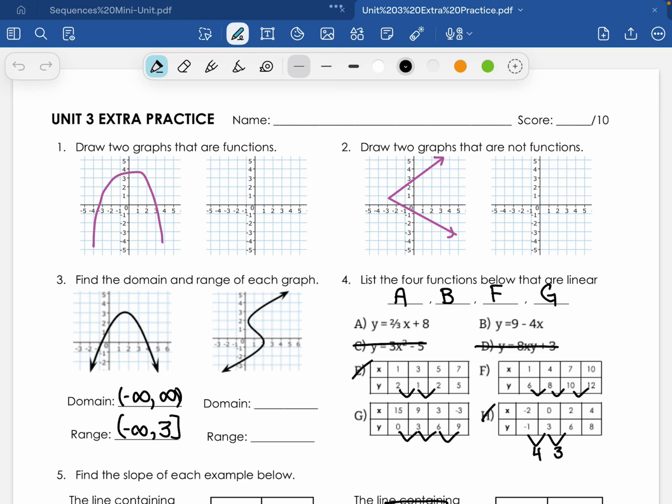The first thing I need you guys to do is make sure you have your Unit 3 extra practice sheet. I gave the sub all of ours to hand out, so please help the sub make sure everybody gets theirs. And I also left them several extras in case you didn't leave yours here and lost it.